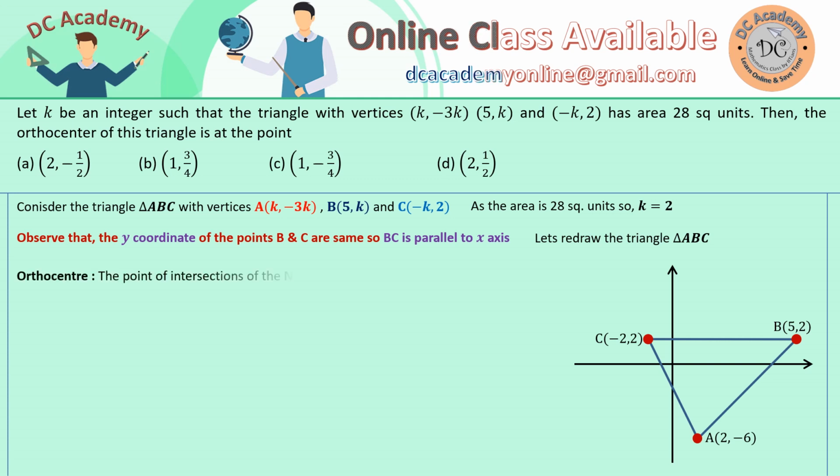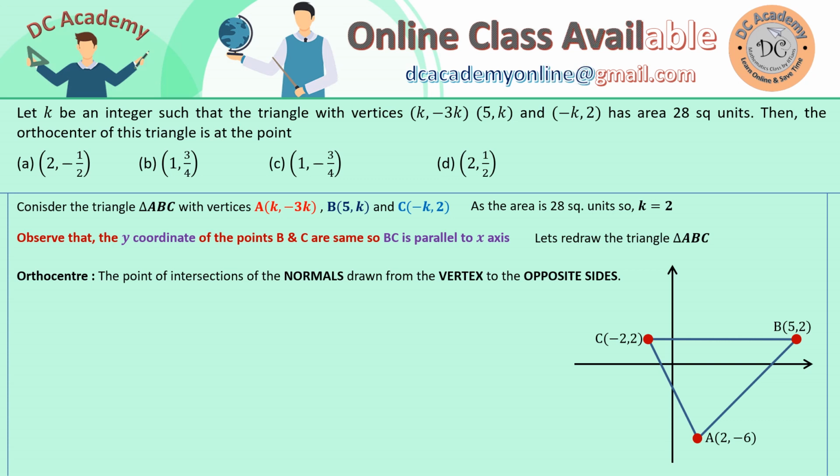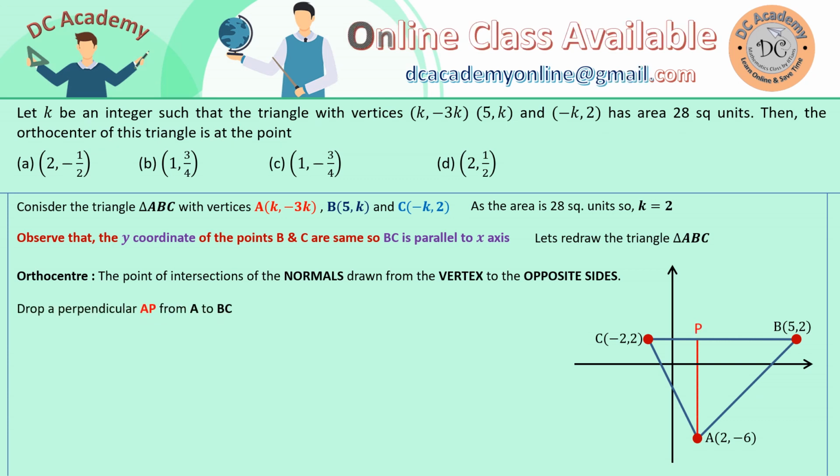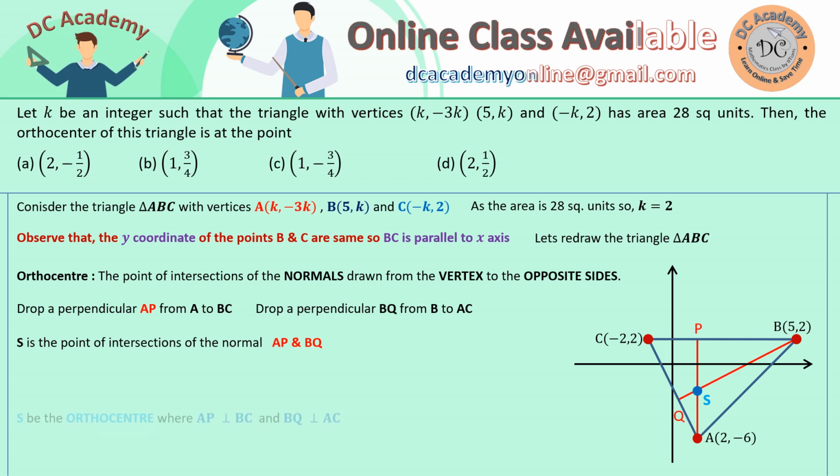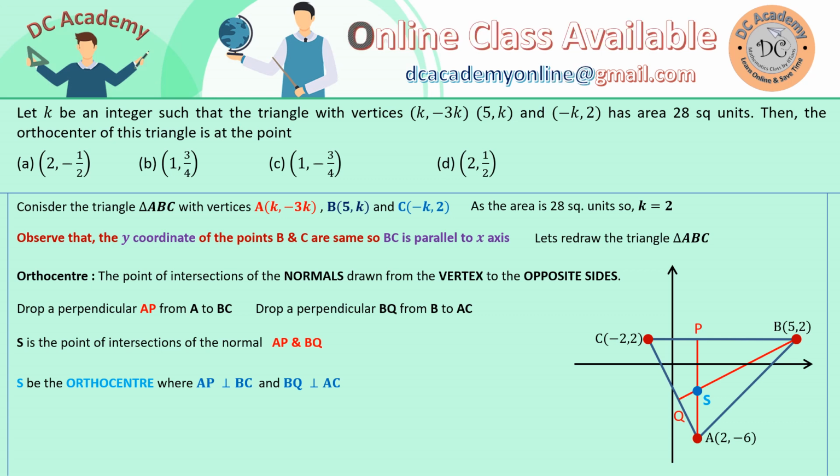Now see that in this particular problem, we need to find out the orthocentre. What is the orthocentre? The orthocentre is the point of intersection of the normals drawn from the vertex to the opposite side. So that's why we are dropping two normals here. First we drop a perpendicular from A to BC, which is namely AP. We drop another perpendicular from B to AC, which is known as BQ. Now observe they intersect at a particular point, which is S. So S will be the orthocentre, and obviously AP and BC are perpendicular to each other, and BQ and AC are also perpendicular to each other. So our job is mostly done.